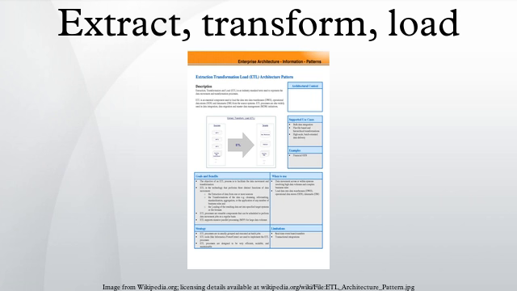Transform. The transform stage applies a series of rules or functions to the extracted data from the source to derive the data for loading into the end target. Some data do not require any transformation at all. In other cases, one or more of the following transformation types may be required to meet the business and technical needs of the server or data warehouse: selecting only certain columns to load.